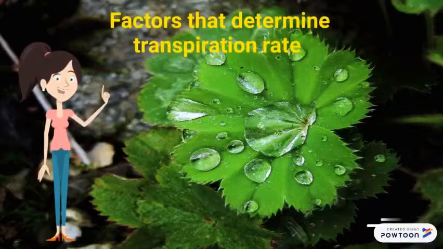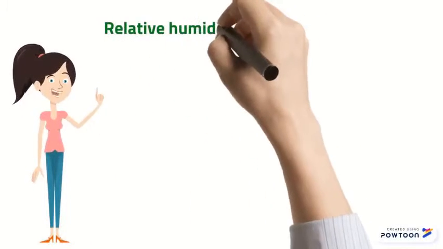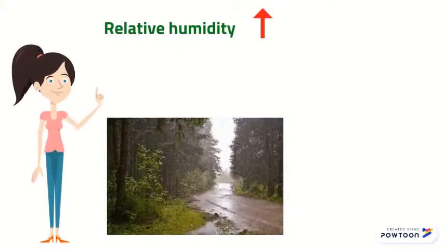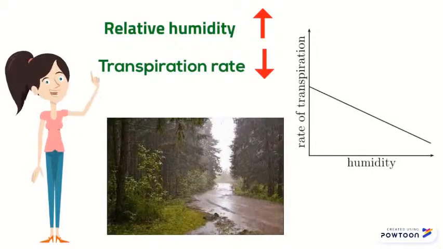The factors that determine transpiration rates are, first, relative humidity. As the relative humidity of the air surrounding the plant rises, the transpiration rate falls. It is easier for water to evaporate into drier air than into more saturated air.